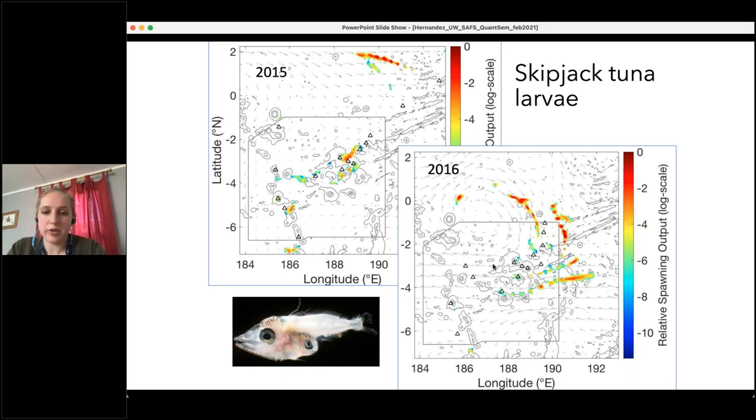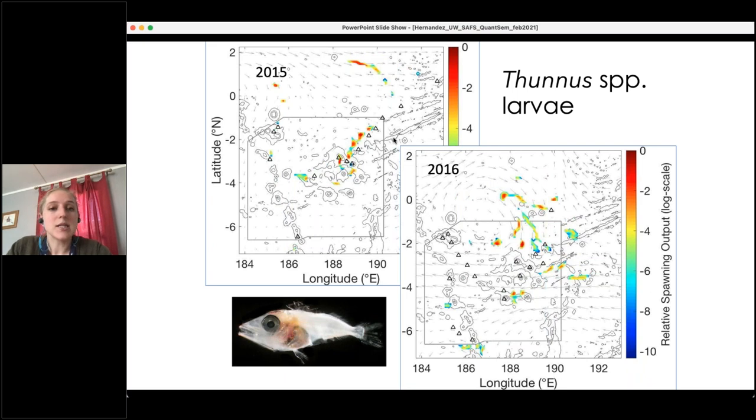In 2016, in the neutral state, the currents are a bit stronger, and we see that these clouds of probable spawning locations are smeared out along the currents, and we see a lot more movement of larvae across the boundaries of the protected area. And you might remember that the high catch location was outside of PIPA in 2015, and in 2016 it was inside. But we still think that the highest locations of strong spawning are outside of the protected area, just to the northeast. The story for Thunnus is basically the same.